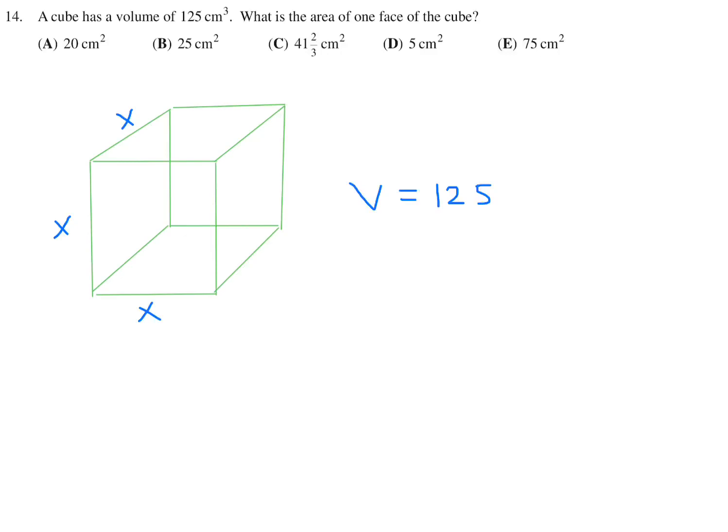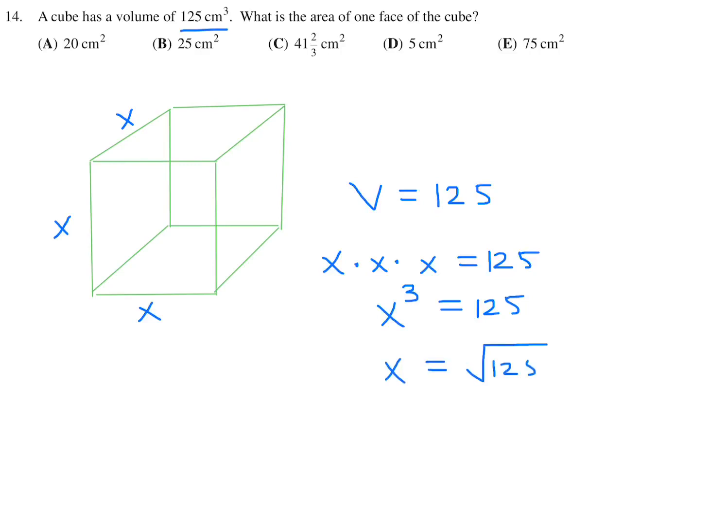So how do you figure out the volume of a cube? Well, it's X times X times X. Or, in a better way, X cubed is 125, which is what they've given us. So if you solve for this, you take the cube root of 125, and that is equal to 5. So X is 5. What they want now is the area of one face of the cube.